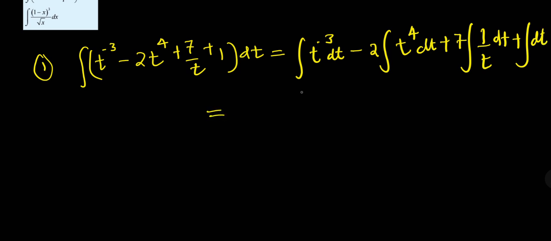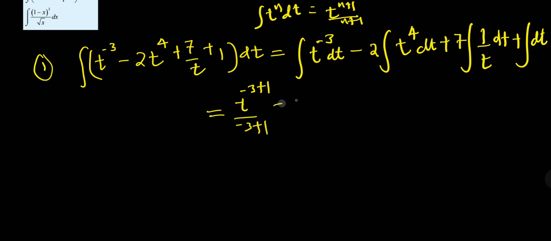Then for the first part, if you use our formula, integral of t power n dt is t power n plus 1 over n plus 1 plus c, but we're not going to add c at any part of the integration. We'll add it at the last part. So for the first one, we will have t power negative 3 plus 1 over negative 3 plus 1. For the second one, we have t power 4 plus 1 over 4 plus 1.